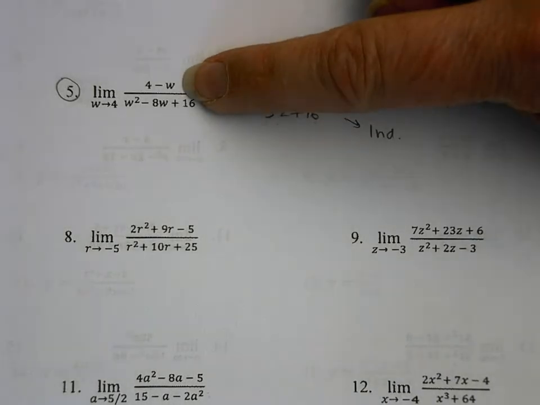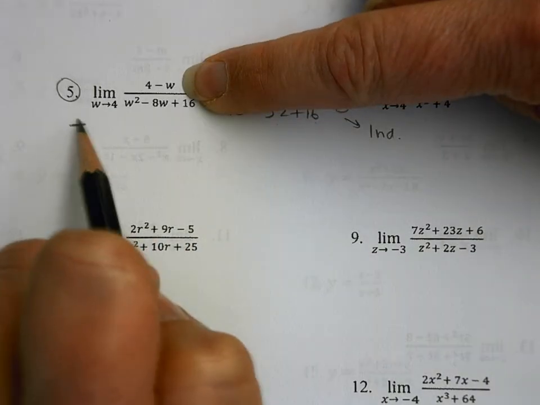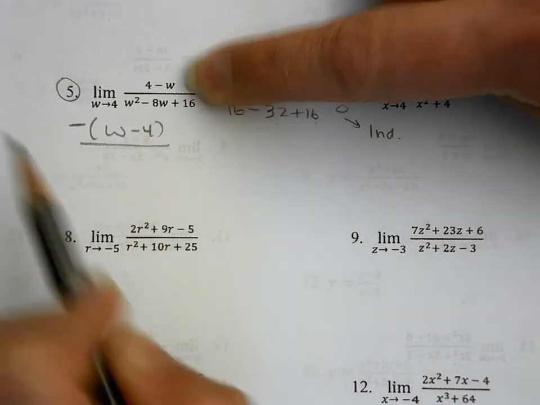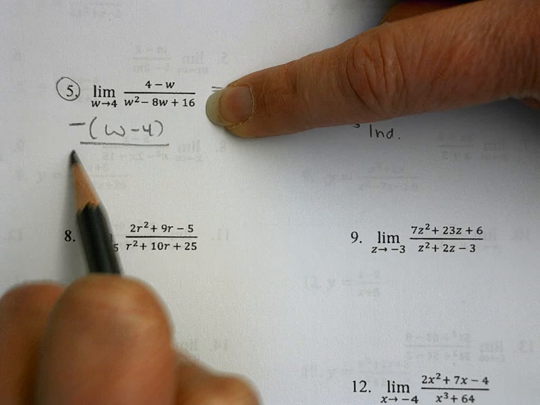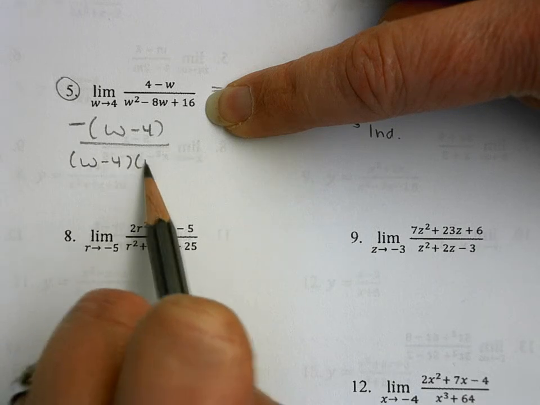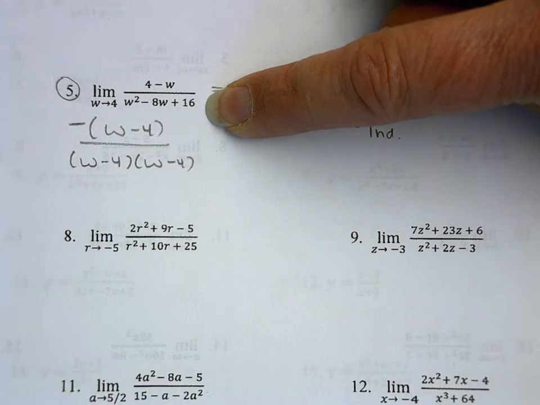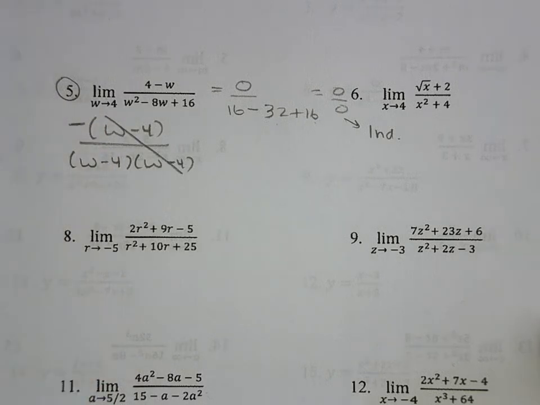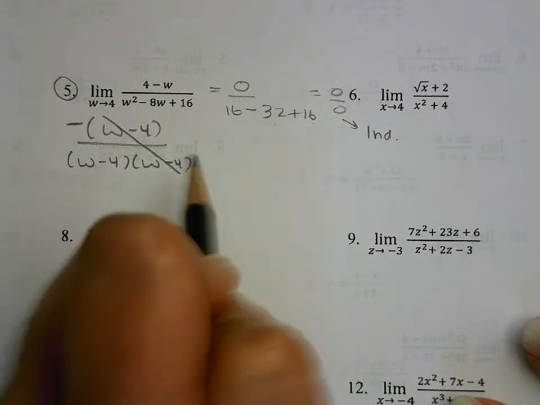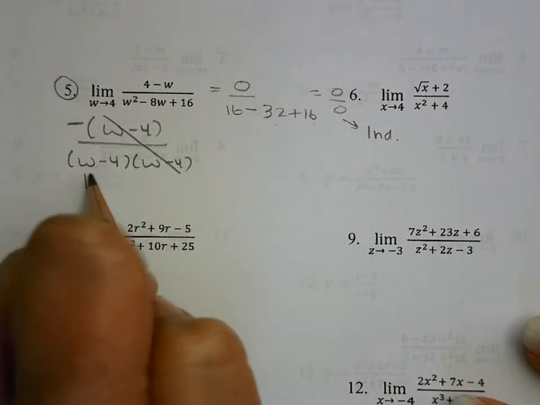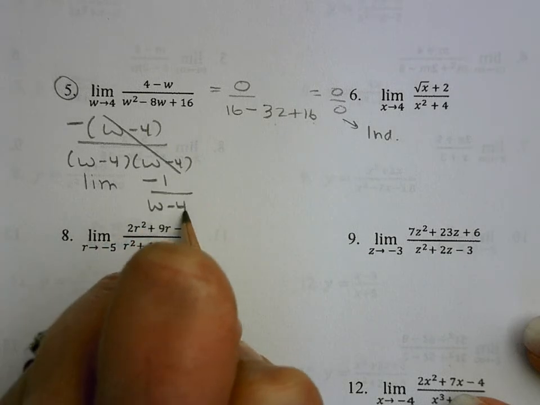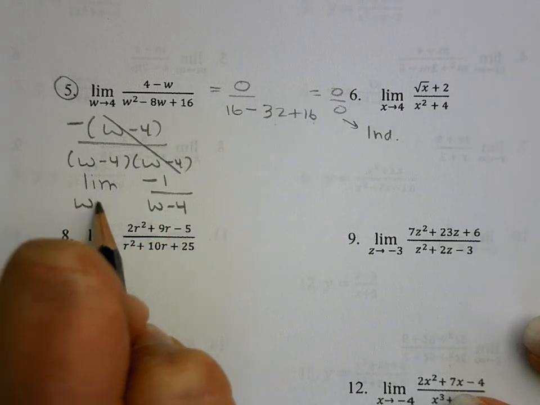In my numerator, I can factor out the negative, so that would give me w minus 4. And then in the denominator, I would get w minus 4 times itself. So then I reduce that, and as soon as I do that, I want to rewrite the limit. We don't want to get lazy here, right? We want to rewrite the limit. So then I would have the limit of my new function, negative 1 over w minus 4, as w approaches 4.